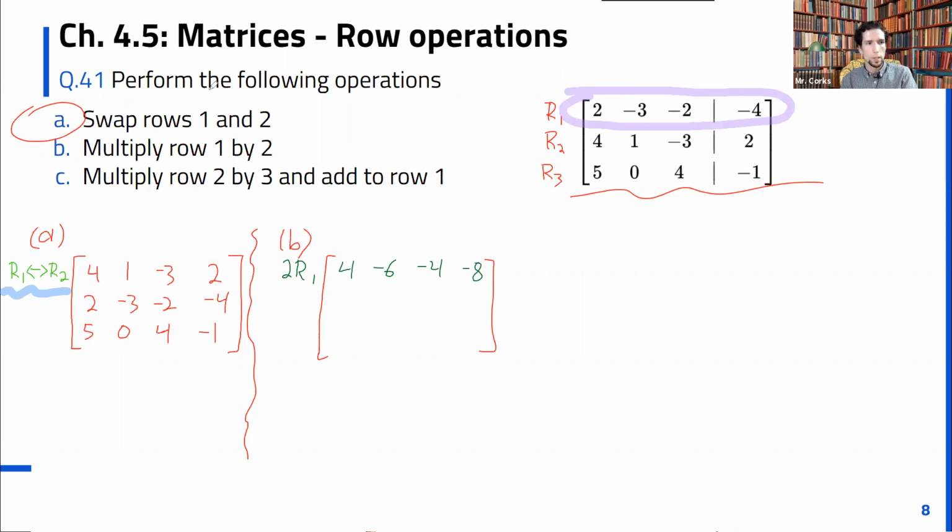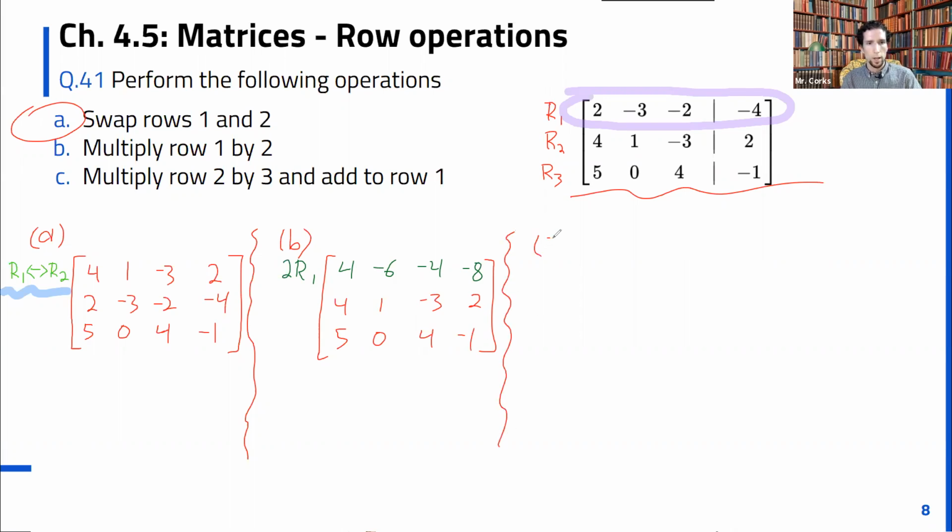So normally when we do operations, we do them sequentially and slowly build a different version of the matrix. Here, we're just considering them independently briefly, so we make sure we understand what's going on with them. All right, so if that's that operation, then the other 2 rows aren't changing, so they would stay the same: 1, negative 3, and 2, and 5, 0, 4, negative 1.